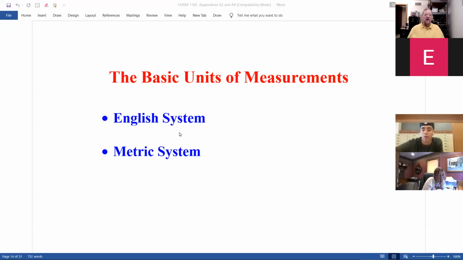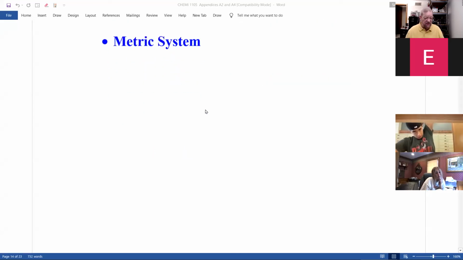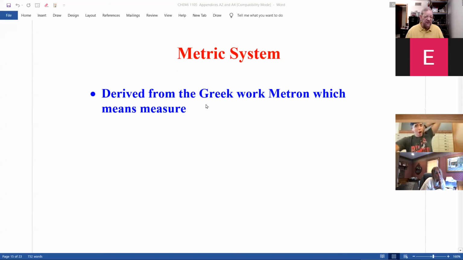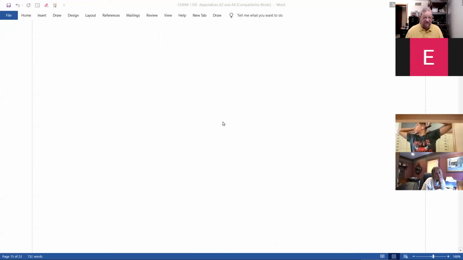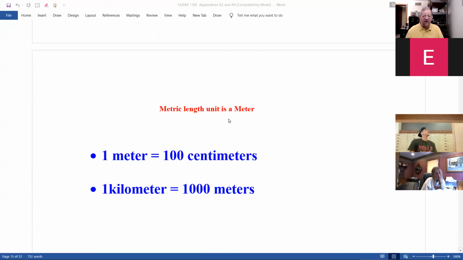All right, when we talk about measurements, there are two main measurement systems. One is the English, which we use in the United States, and the other is the metric, which most of the rest of the world uses, other than England and some of the British colonies. Just about everybody else uses metric. Now, the metric system, I won't ask you this, comes from the Greek word metro, which means to measure. A couple of years ago, I had students from Greece, and they confirmed that's what it means, because I don't speak Greek.